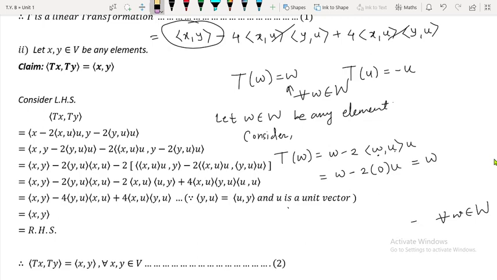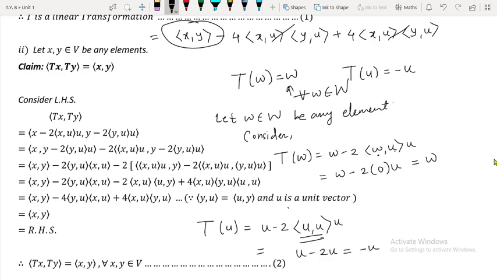Now we have to show T of u is equal to minus u, so that is straightforward. What will be my T of u? T of u will be u minus twice inner product of u with u, outside it is u, which is equal to, now inner product of u with u is 1, so it will be u minus twice u, and that is nothing but minus u, and that is what we wanted to prove.